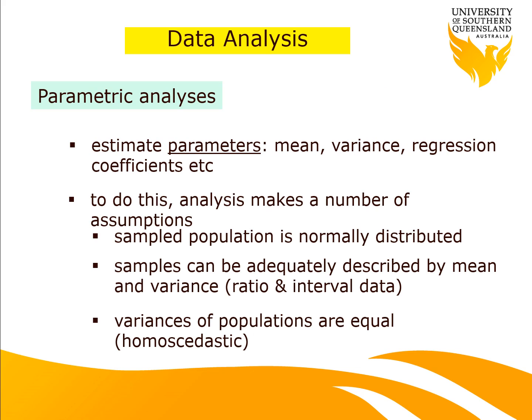So most forms of statistical analysis are classed under a grouping of parametric analyses. This is where we estimate from the sample the sample statistics, and from those we infer the population parameters, so things like the mean, the variance, the regression coefficients, etc. To do this, analysis makes a number of assumptions, typically that the population is normally distributed, samples can be adequately described by the mean and variance, that's the condition of normal distribution, and variance of populations are equal or homoscedastic. So that's just a confusing term to say that the variances of the two groups are equal.